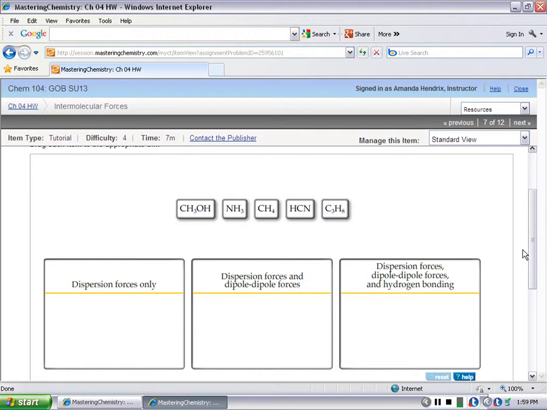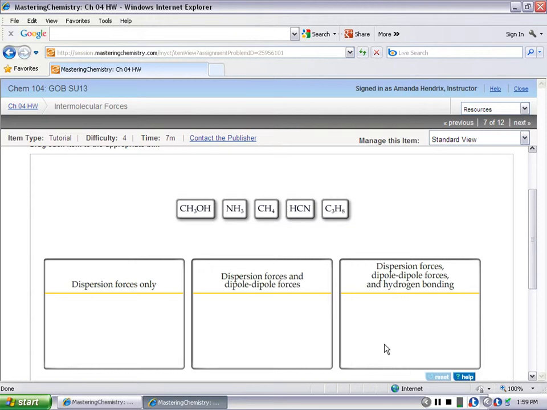Dipole-dipole means we have a polar covalent bond, so we have a difference in electronegativity, but it is not a hydrogen bond. If we have hydrogen bonding, it's going to include all of the forces, but also hydrogen bonding. This is when we have a hydrogen bonded to a nitrogen, an oxygen, or a fluorine. Some of this takes into account that you have to know how to draw these molecules, and you may need to use your electronegativity chart as well. So we're just going to go through these quickly.